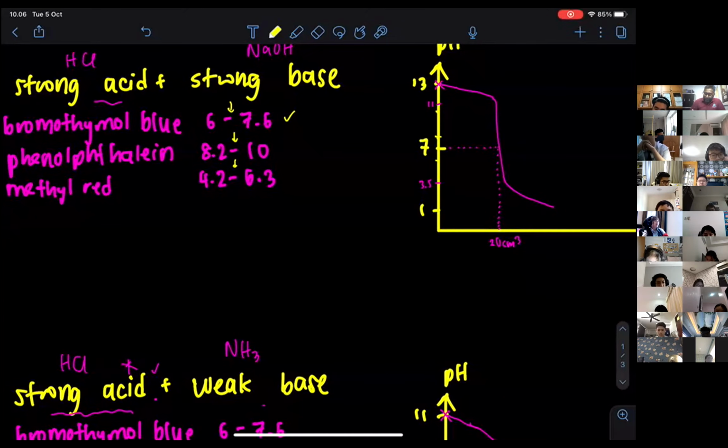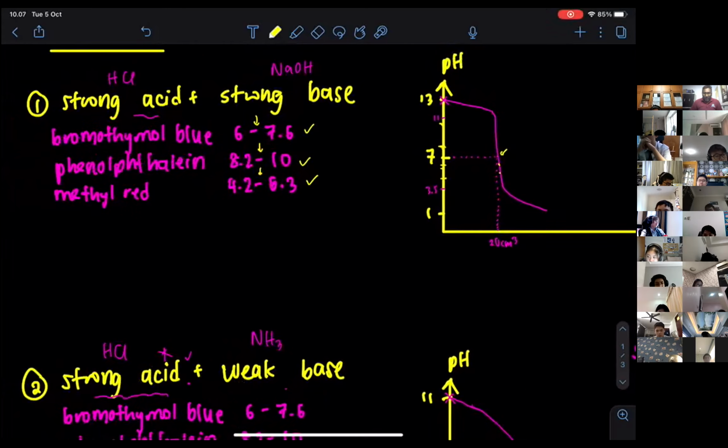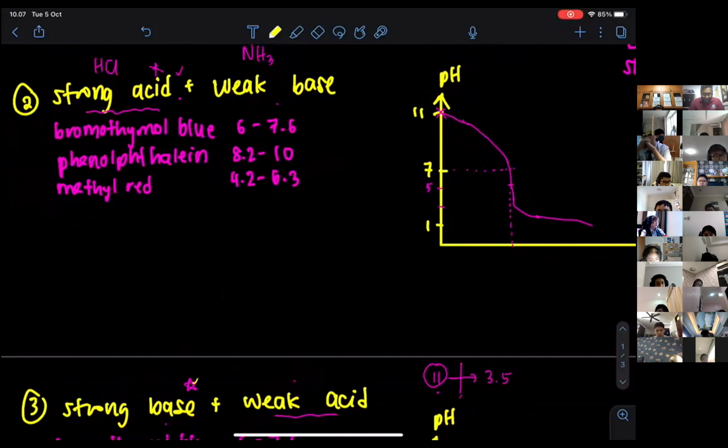So you see from 8.2 to 10, the equivalence point of 7 is lower than that. It's okay, it doesn't matter. You can still measure or show the color change, so it is possible to use phenolphthalein. Methyl red, 4.2 to 6.3. To save time, I'll just put 4.2 to 6.3 within the range. Yes, you can use that. So all these three you can use, and we have a lot of other indicators as well. But now let's look at these indicators for strong acid and weak base.